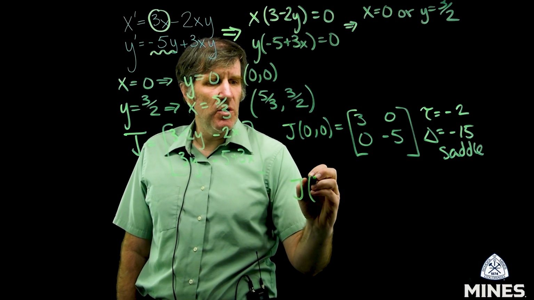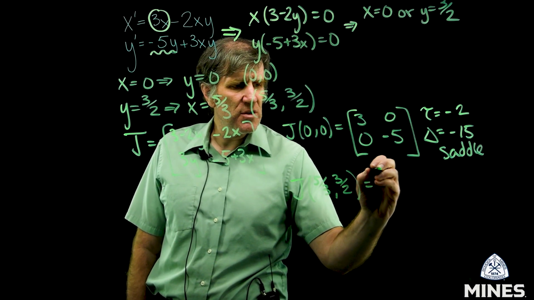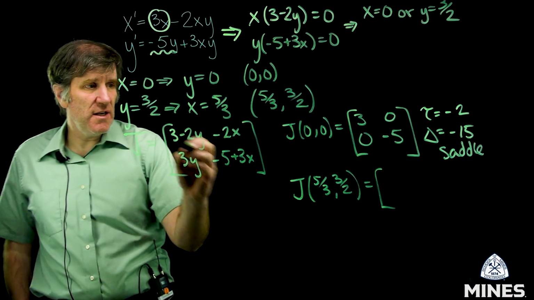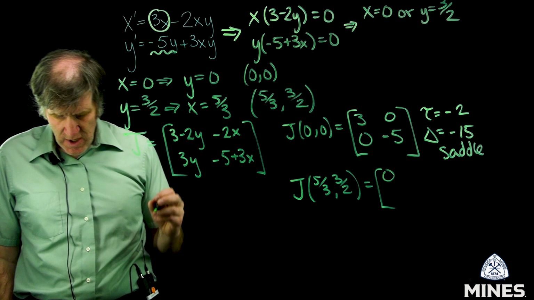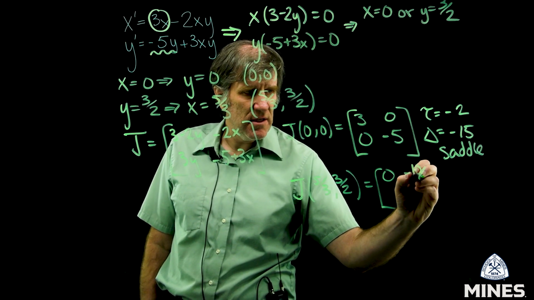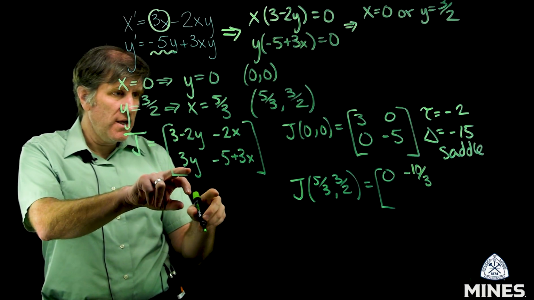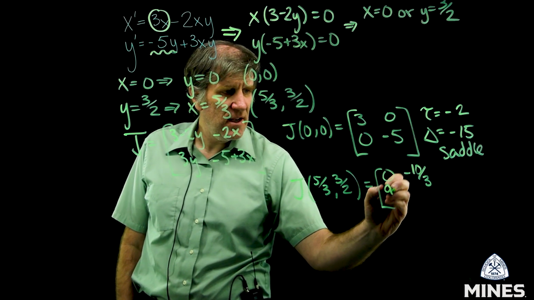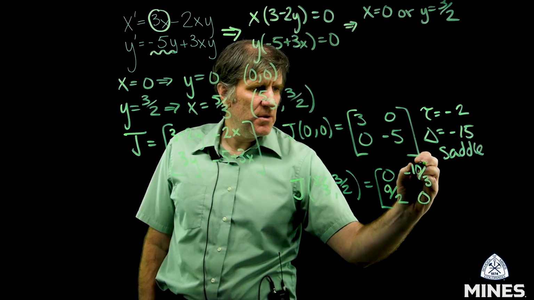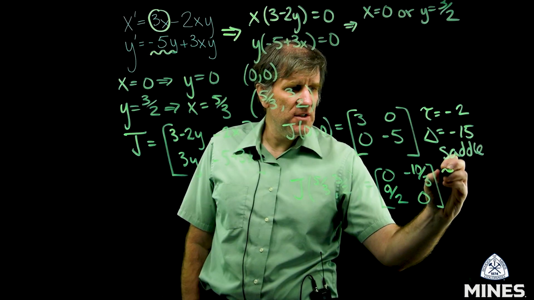The other equilibrium solution is 5/3 comma 3 halves. We can plug that in as well. So 3 halves for y in here gives us a 0. Let's see, 5/3 for x here gives us a negative 10/3. Let's see, for y, 3 halves, this gives us 9 halves. And 5/3 for x here gives us a 0. So that's our matrix. The trace of this is 0.